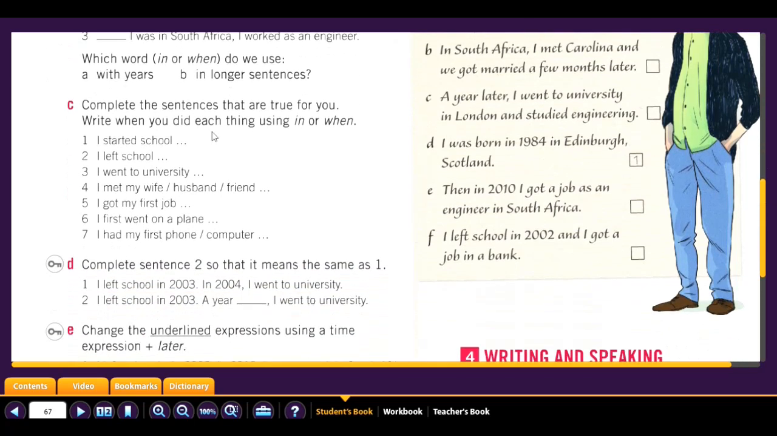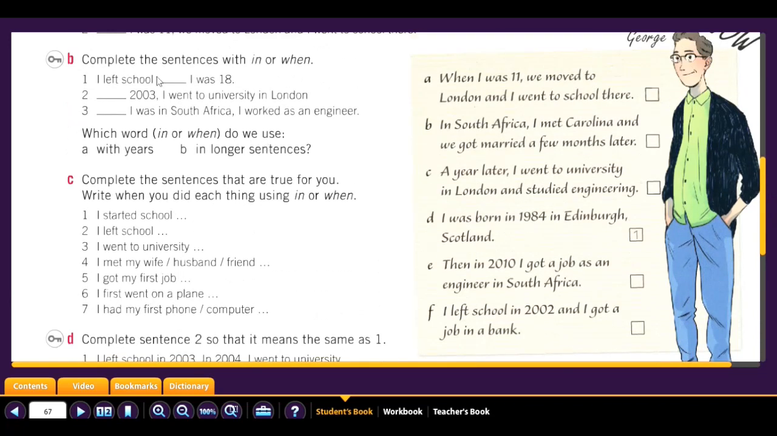Now here, complete the sentences that are true for you and write when you did each thing using in or when. Tenemos started school. Pueden utilizar cualquiera de estas dos. In or when.